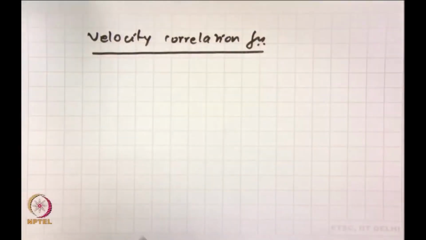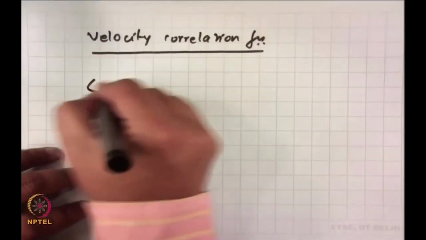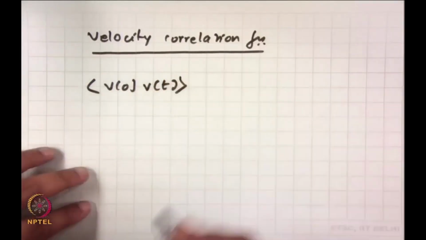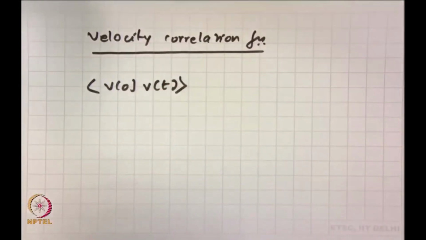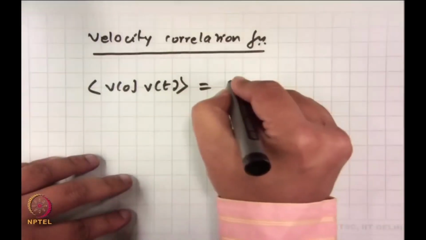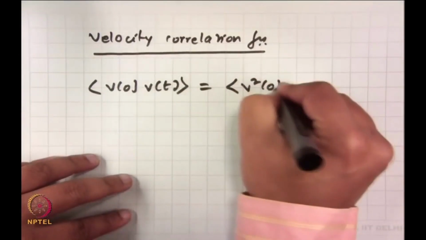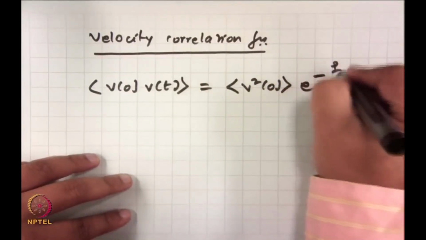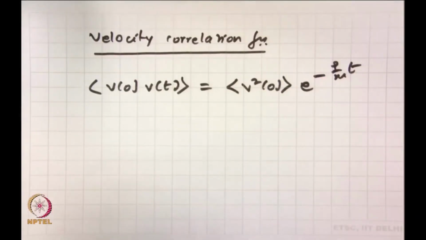And when we were looking at the velocity correlation function, we derived this relation, where the ensemble average of the correlation, that is the product of v at 0 and v at time t, is equal to v square at 0, then e to the power minus xi by m times t. That means your correlation function is decaying exponentially, okay.